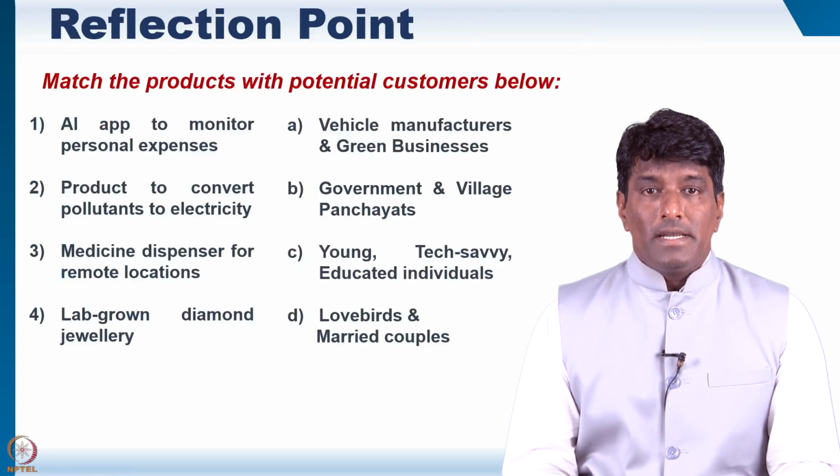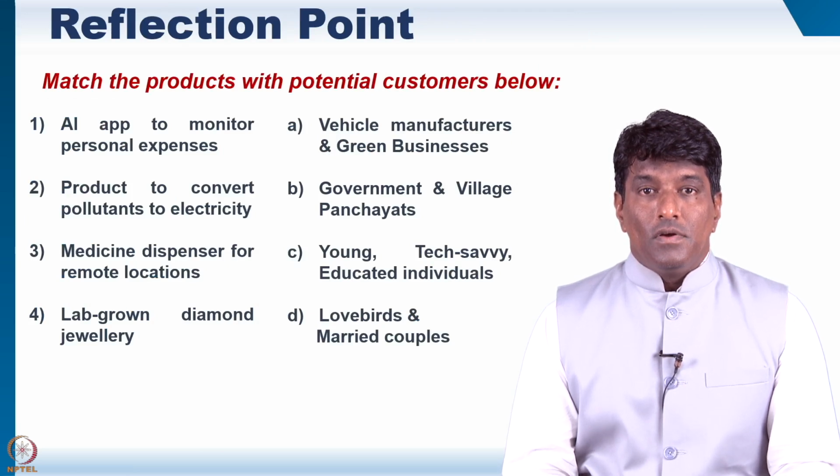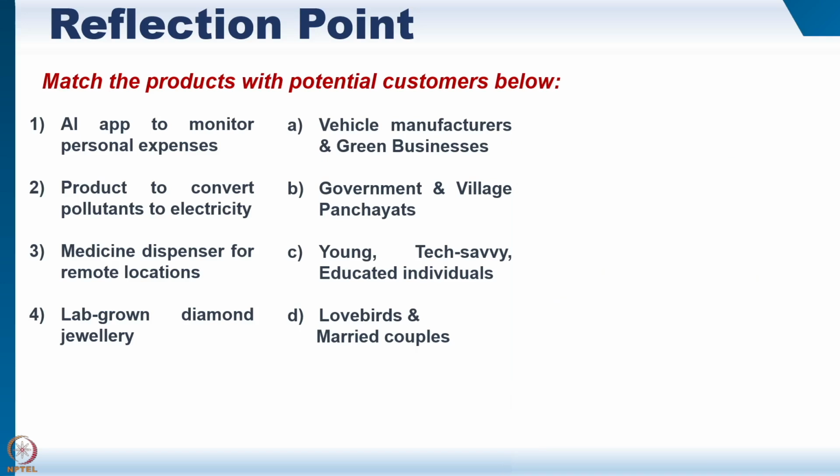So let's reflect again on what can be the potential products and the potential customers. In the column on the left, what I have done is listed 4 different types of products, and in the column on the right, I want you to match with potential customers. Each product has to be matched with one potential customer. We will give you a short span to work on this exercise, and then we'll come back to wrap up this video. Thank you.